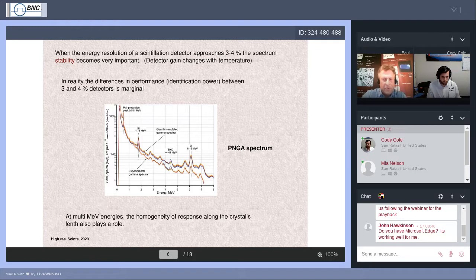These energies are quite high here, 5 MeV you see there on the scale. You shouldn't forget that at multi-MeV energies, the homogeneity response along the crystal's length also plays a very important role. You can calculate then that if you have an inhomogeneity of a few percent, this adds to the basic resolution of the detector.